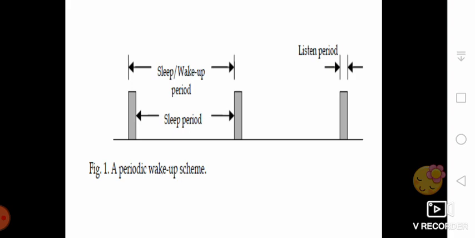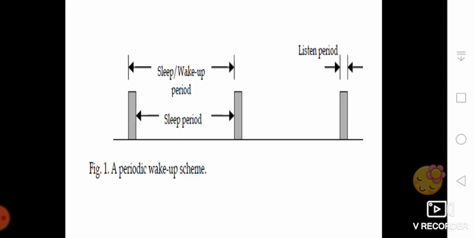So there are various low duty cycle protocols proposed for WSN, which differ in aspects of synchronization, the number of channels, and transmitter or receiver initiated operations. So the low duty cycle protocol can be categorized into two major classes, namely synchronous and asynchronous. Okay, so the concept of synchronization is related with the data exchange in WSN.